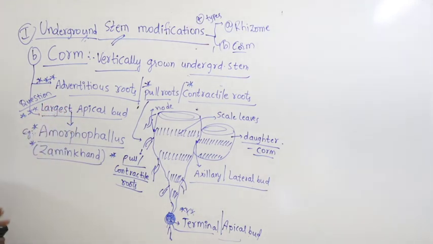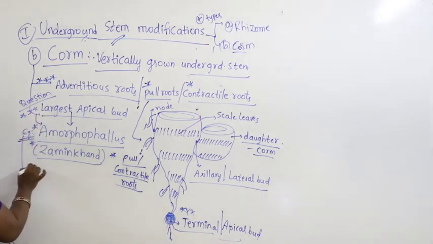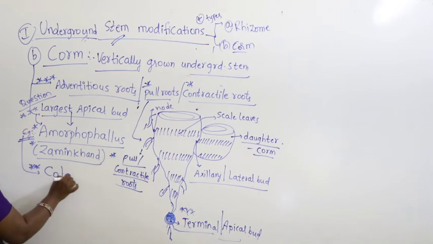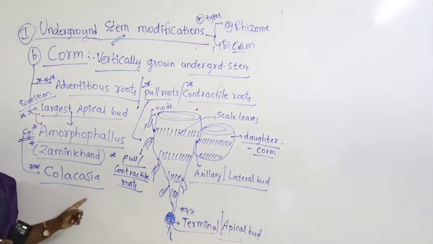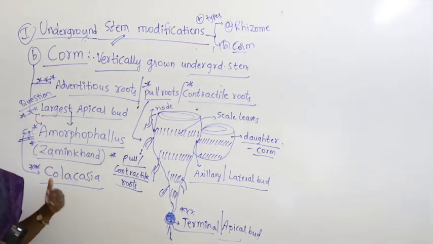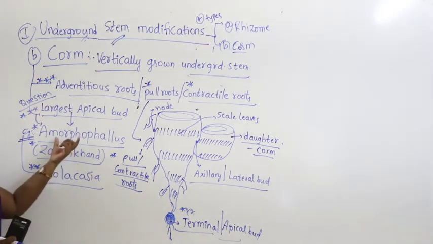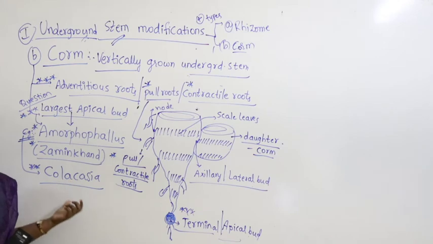Sometimes what happens is, in the given options, Amorphophallus won't be there. Then no need to worry about that. If this is not the option, then we have another example. That is Colocasia, because in Colocasia also you find the second largest apical bud. That means in both cases the apical bud is very large in size. So if Amorphophallus wasn't there, then definitely you can take the option as Colocasia.